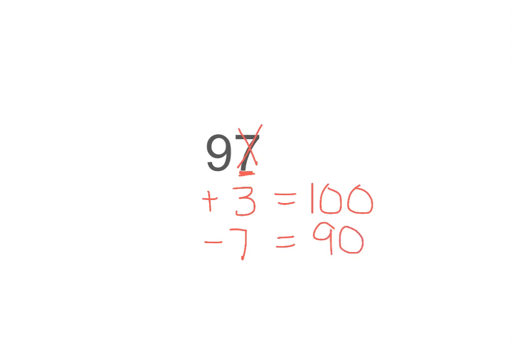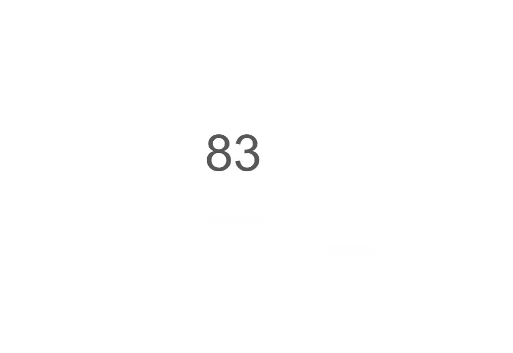All right, so 97. Well, we could add 3 to get to 100, or we could subtract 7 to get back to 90. Notice we can't add a partner to 100 because in this case, the partner to the next 10 also took you to the next 100. All right, see if you can think of 3 different things to do to 83, and then push play when you figured them out.